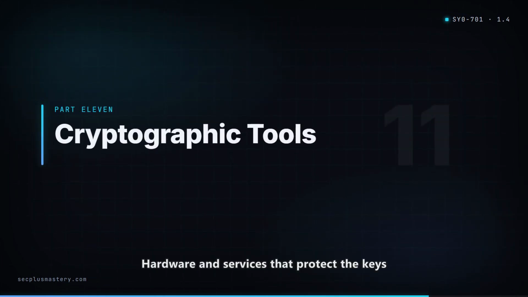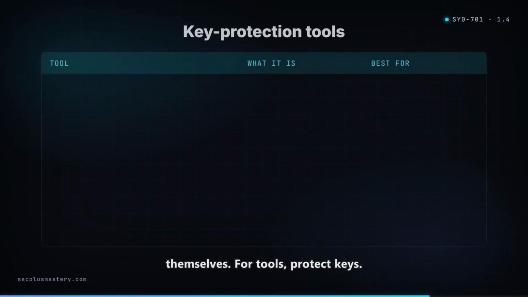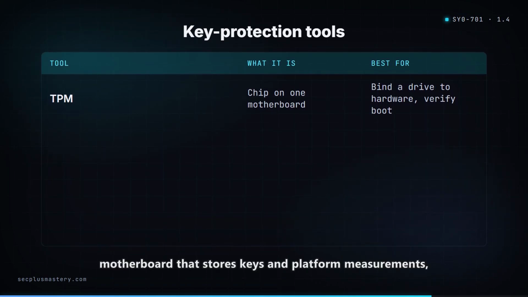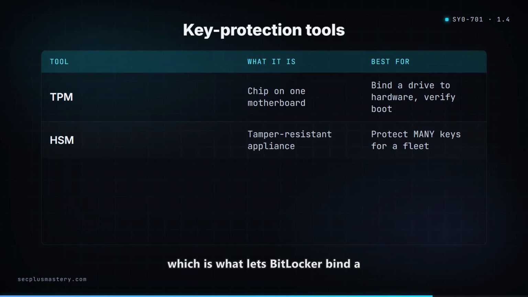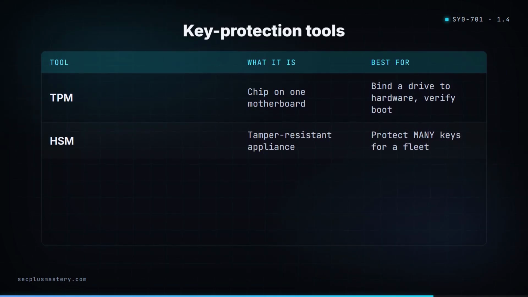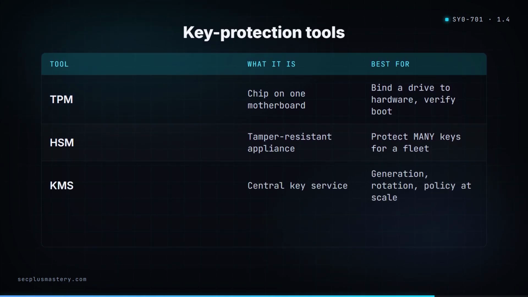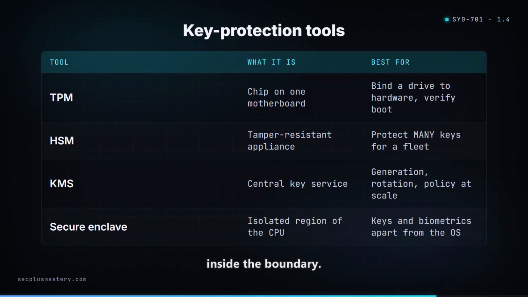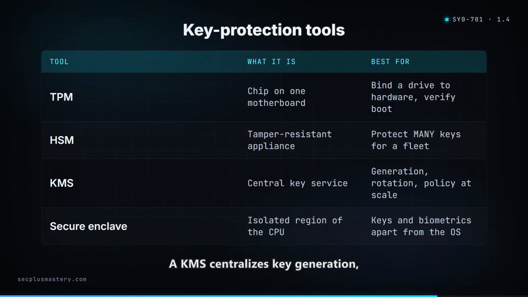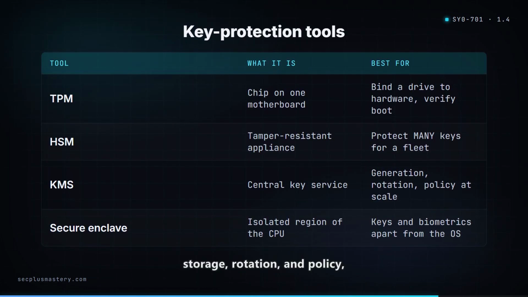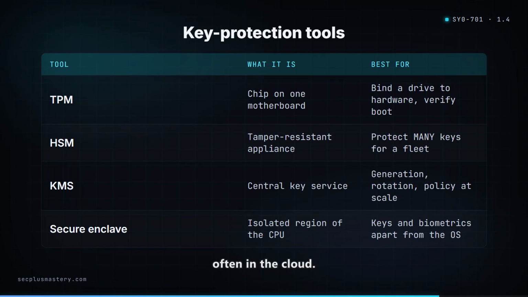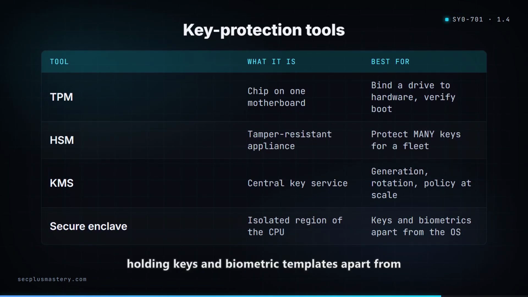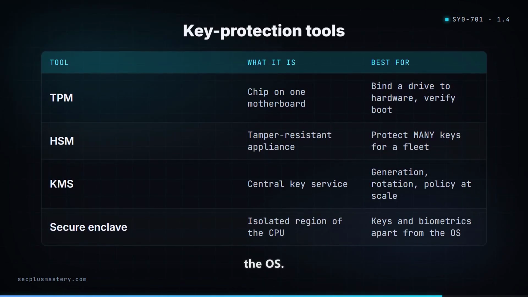Hardware and services that protect the keys themselves. Four tools protect keys. A TPM is a chip on one motherboard that stores keys and platform measurements, which is what lets BitLocker bind a drive to that hardware and verify boot. An HSM is a tamper-resistant, often network-attached appliance that safeguards many keys for a fleet and does crypto inside the boundary. A KMS centralizes key generation, storage, rotation, and policy, often in the cloud. A secure enclave is an isolated region of the main processor, holding keys and biometric templates apart from the OS.